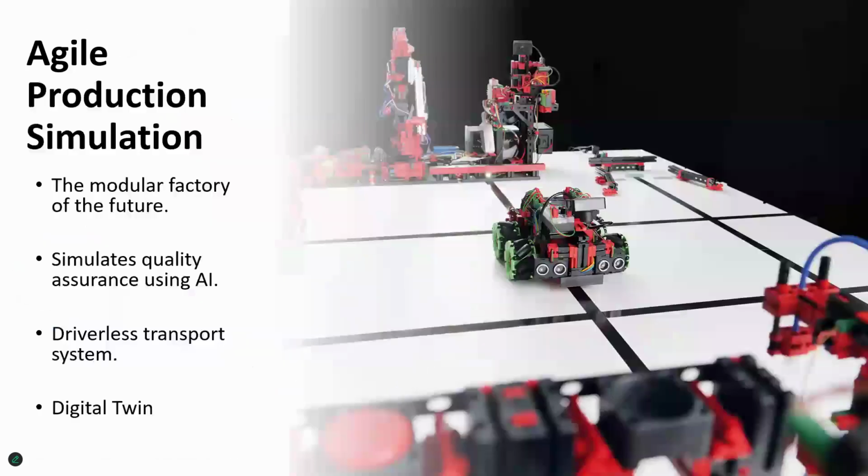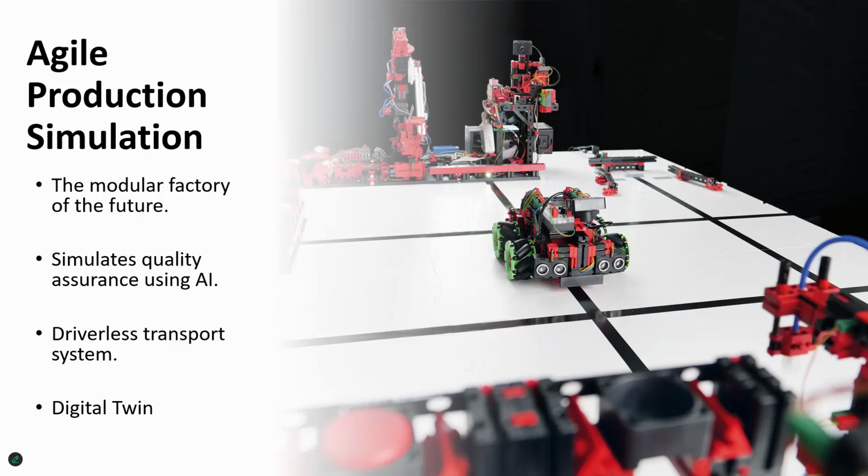Now, as we've just seen, forward-thinking companies rely on automation, modularity, artificial intelligence, and agility to remain competitive. So in order to promote these topics in industry and research, students, apprentices, and employees each require the corresponding know-how and awareness to enable them to deal with these complex issues. And this is where the Fischertechnik Agile Production Simulation model comes in.